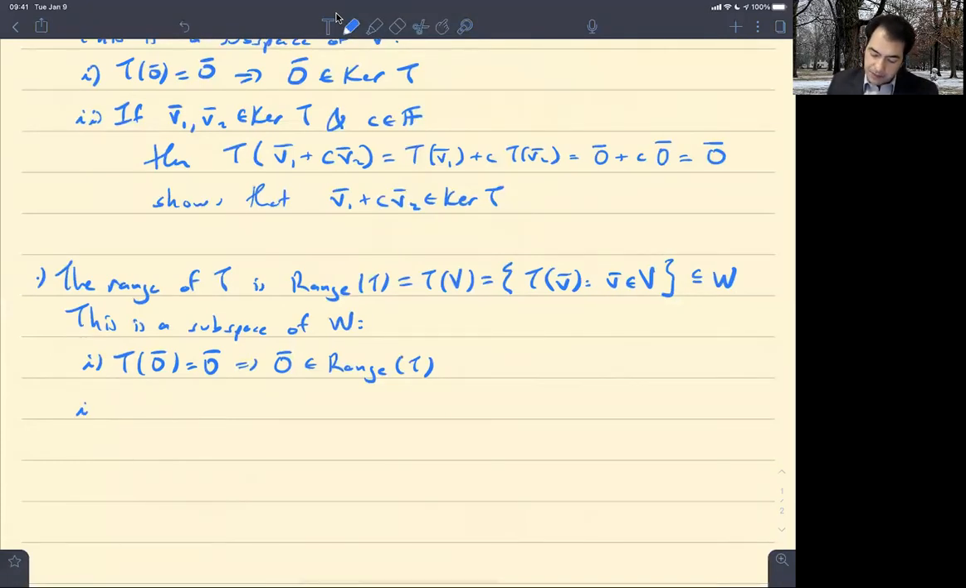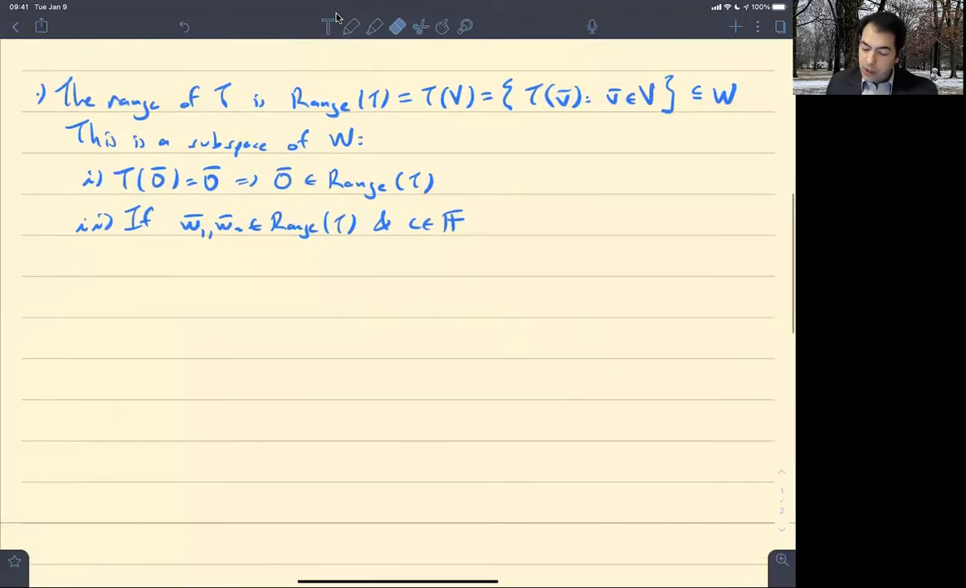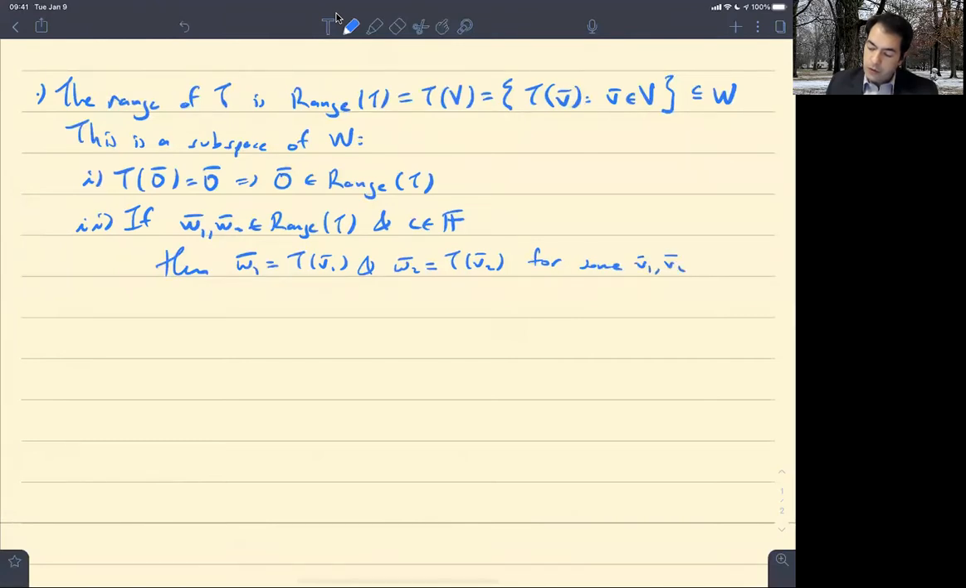Okay, and secondly, let's take two vectors, w's. If w1 and w2 are in the range of T, and c is an arbitrary scalar, I want to check that the linear combination is in the range of T, right? So let's start with what we know. w1 is in the range of T, so w1 is equal to T of v1, and w2 is equal to T of v2 for some vectors v1, v2 in V.